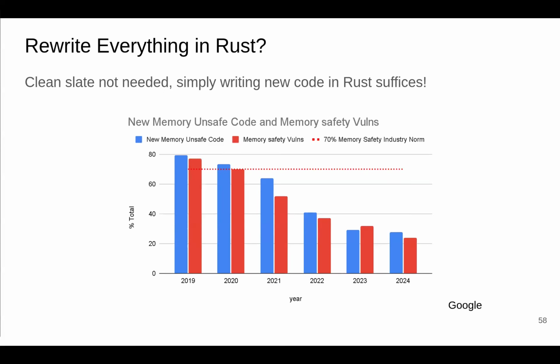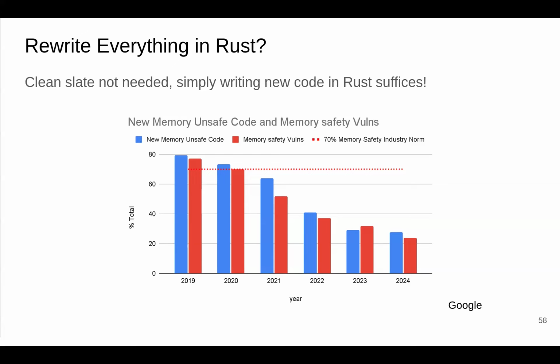So clean slate is not needed, right? Simply writing new code in Rust is sufficient. And we see this as the number of memory safety vulnerabilities being reported actually go down. Now, this is what's claimed in a Google blog post from like 2 weeks ago, I think, or 3 weeks ago.